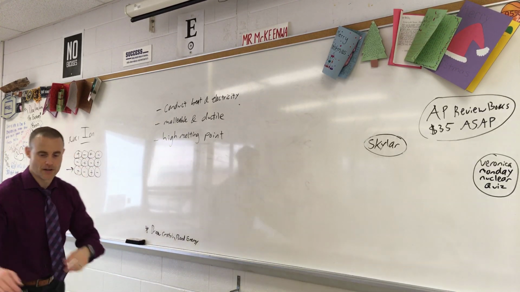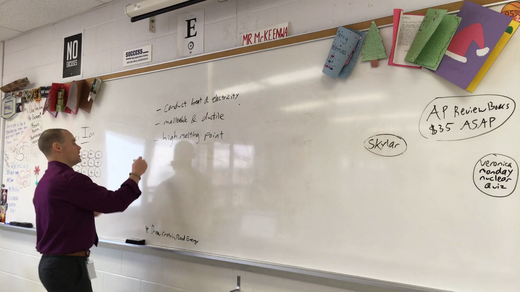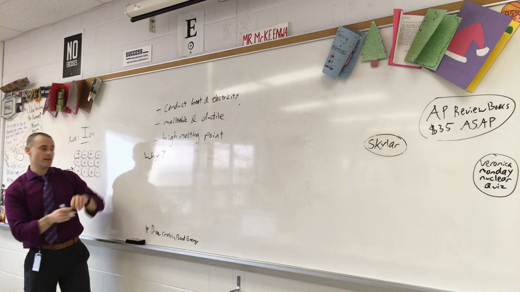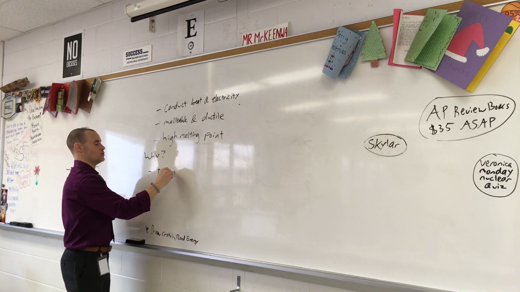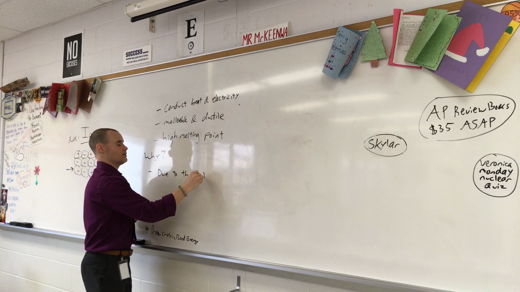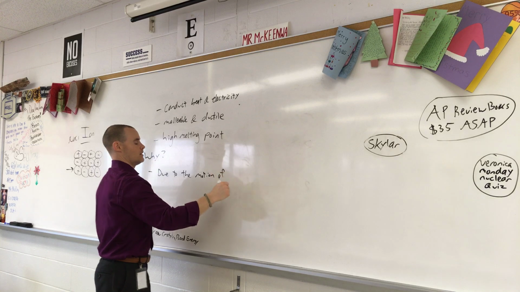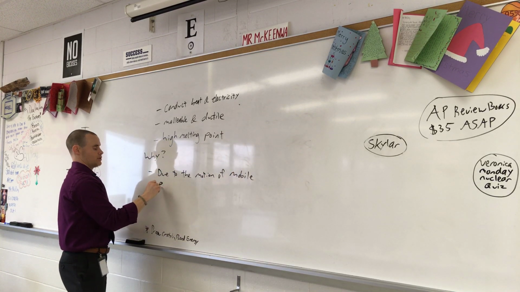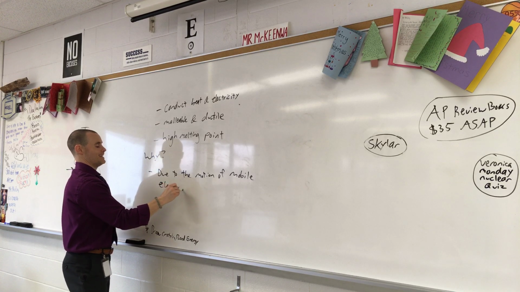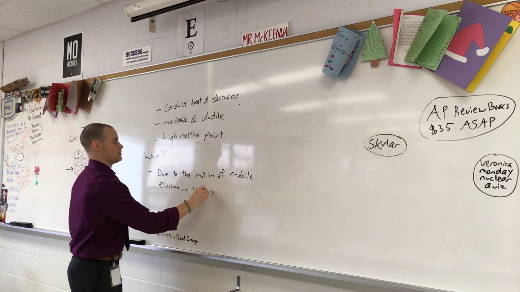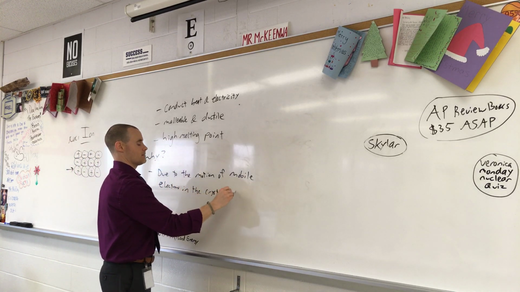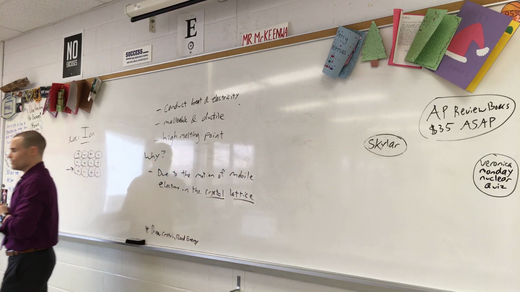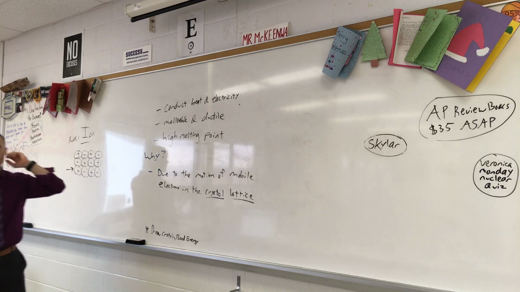Why do they have the properties? There's really only one thing you need to remember, those mobile electrons, right? So why all of these? Due to the motion of the mobile, we'll just say electrons, in the crystal lattice. I want to use those words because I don't want you getting confused if you see them on a Regents or a test or something.